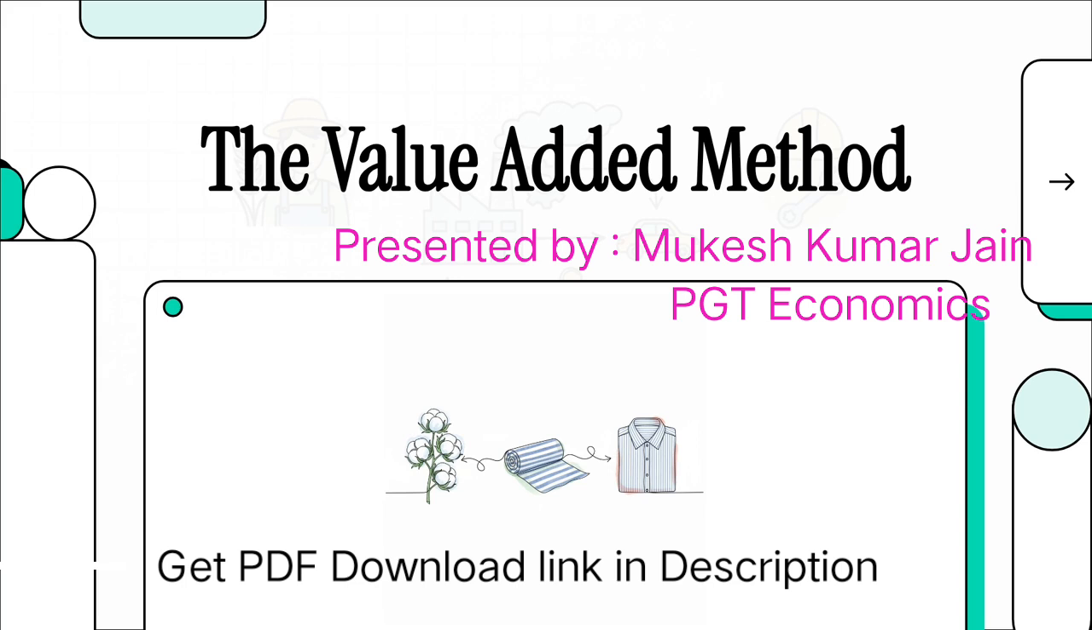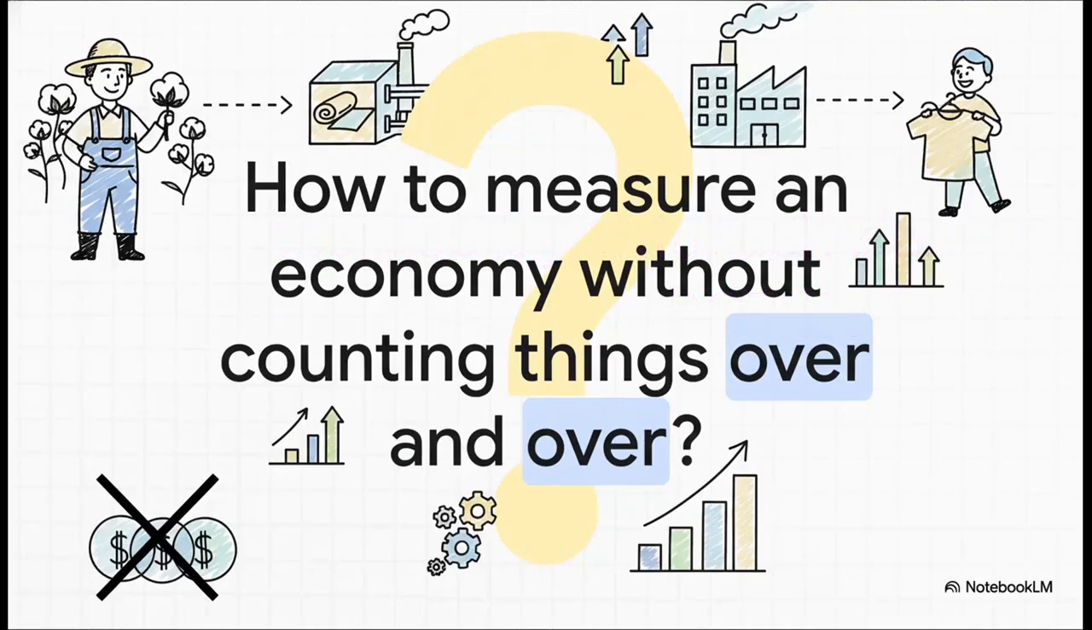We're going to break down something called the value-added method, which is the really clever way economists get a true picture of a nation's income. And that, right there, is the #1 challenge. Think about it. If a farmer sells cotton to a textile mill, and that mill sells fabric to a shirt factory, and that factory sells a shirt to you, how do we add all that up without counting the value of that original cotton 3 separate times?